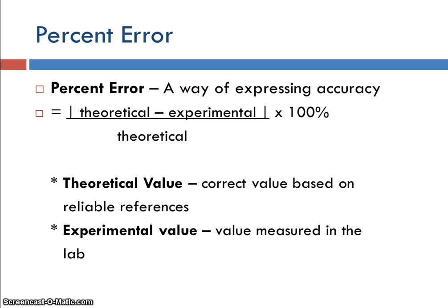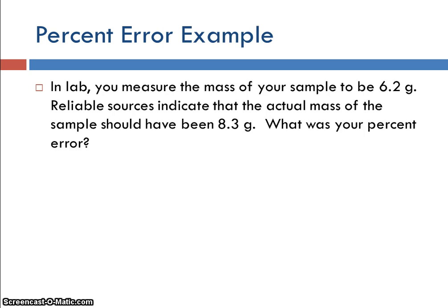And if you take a look at the next slide, this is just an example. It says, in lab you measure the mass of your sample to be 6.2 grams. Reliable sources indicate the actual mass should have been 8.3 grams. What is your percent error? So on the top of the fraction, you just want the difference between them. And it really doesn't matter if you do 6.2 minus 8.3, or if you do 8.3 minus 6.2. You'll get the same number. One of them will be positive and one will be negative, but like I said, it's taking absolute value, so you just take the positive one. The main thing is to make sure that the 8.3 is on the bottom.